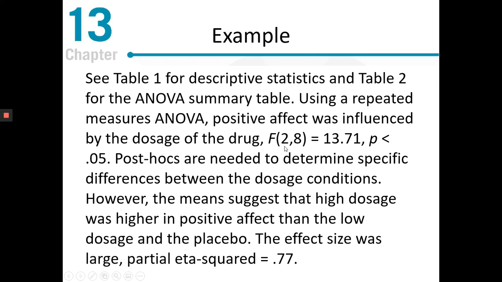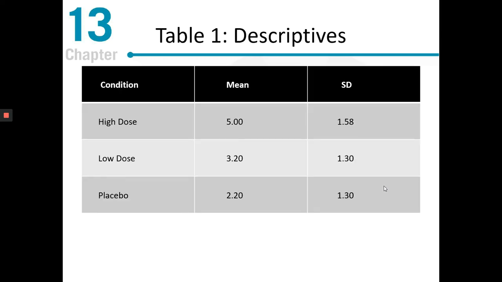We give our F information, we give our degrees of freedom between treatments, we give our degrees of freedom error, and we get our F that we calculated. And p is less than 0.05. It's saying that we rejected the H0, and our probability of making a type 1 error is less than 5%. And so we need to be honest. We need to say that post-hocs are needed to determine the specific differences between the dosage conditions. However, if we look here at the descriptive table, it looks like high dose has higher positive affect versus the other two.